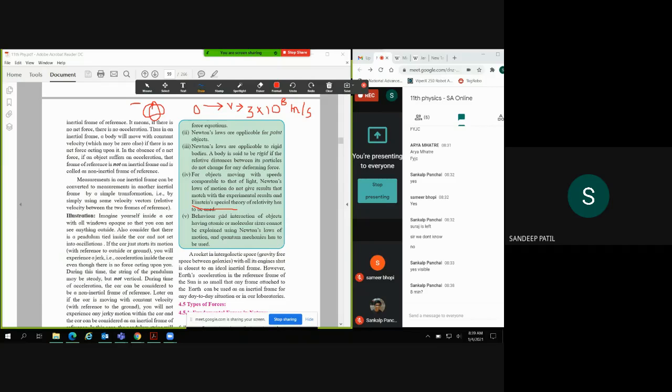Okay, so that is a very different topic, so we may not cover it in 11th physics. It may be useful if you are going for advanced studies in physics. The behavior and interaction of objects having atomic or molecular sizes cannot be explained by Newton's laws of motion, and quantum mechanics has to be used.